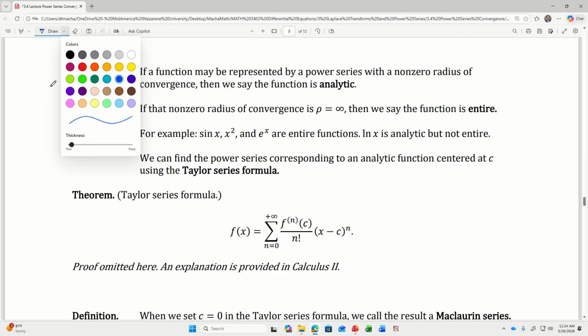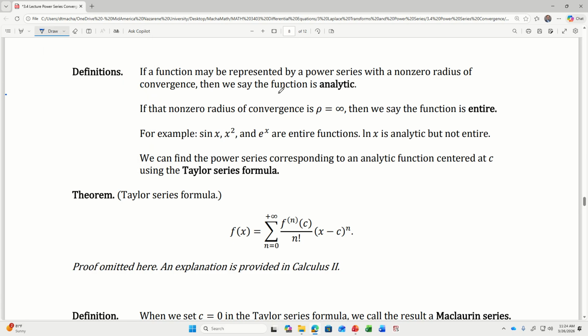There's a pretty quick and easy proof, but I want to make sure we get through the rest of the notes in class. If a function may be represented by a power series with a non-zero radius of convergence, right? Like we want it to not be a boring power series, but it actually does have some kind of interval where it converges. Then we say the function is analytic. If you ever hear about an analytic function, it's just a nice, well-behaved function that can have its own power series somewhere.